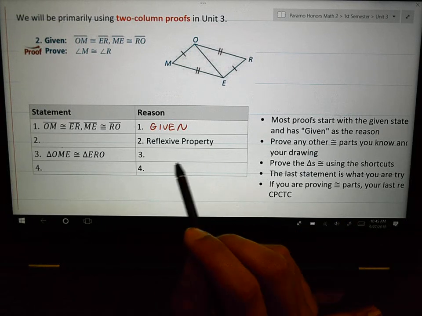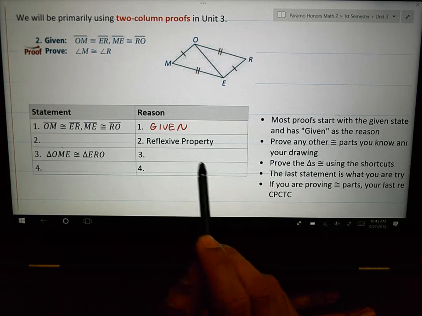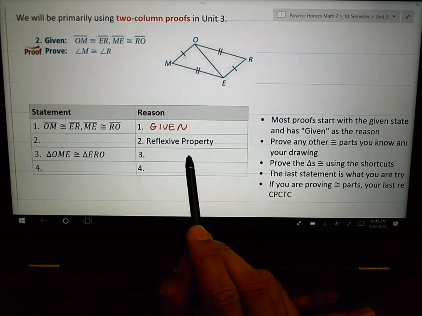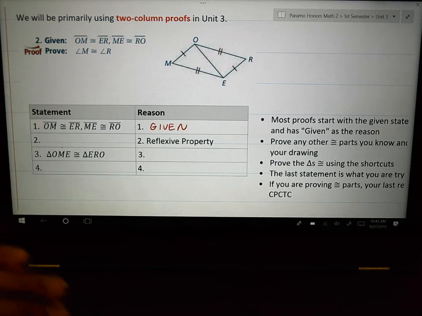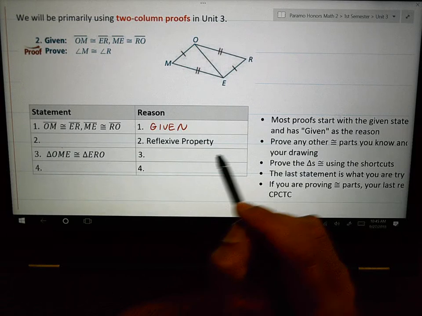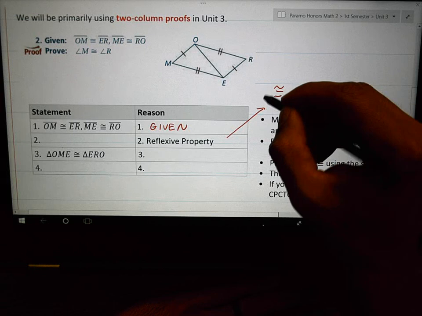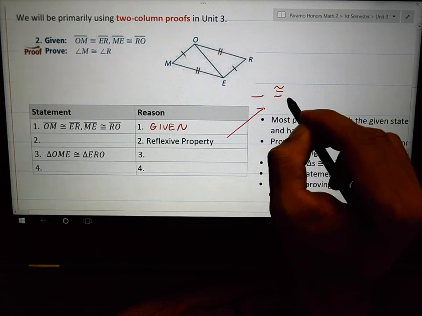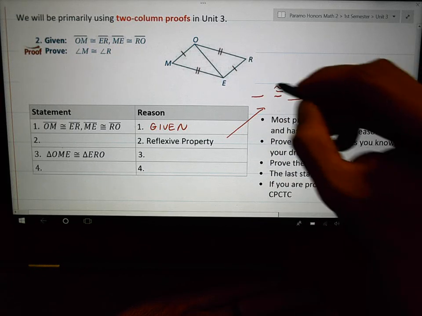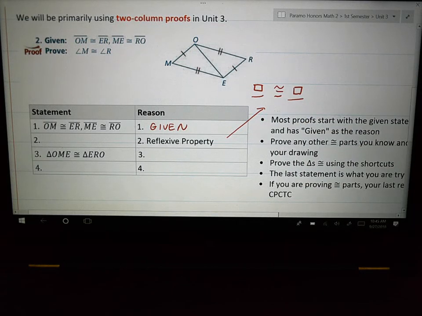There was something that you learned in either Advanced Math 8 or in Math 1 called the reflexive property. If you have forgotten, you're going to need to write down what it is in your notes. The reflexive property is when something is congruent to itself. I'm just going to draw a little arrow. Like a box is congruent to a box, an angle is congruent to itself, or this side is congruent to itself.